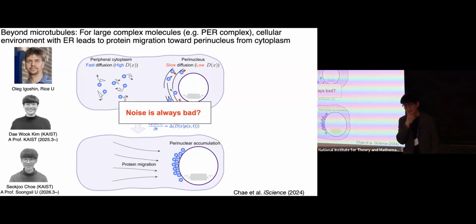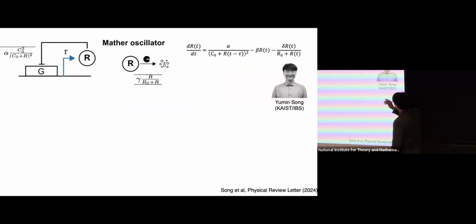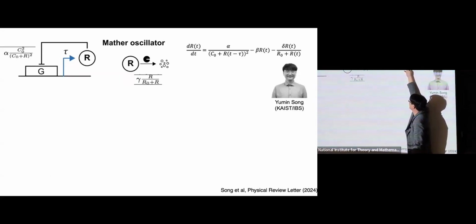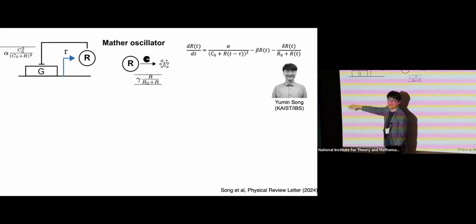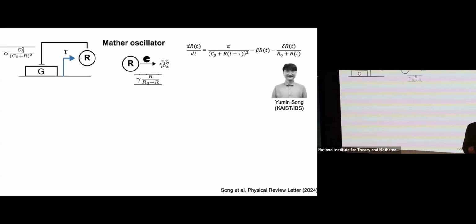Noise is always bad. Let's begin with a very simple negative feedback loop model, but with a time delay here. It is well known that if we include the time delay itself, it's always good for oscillation. It generates a beautiful oscillation.